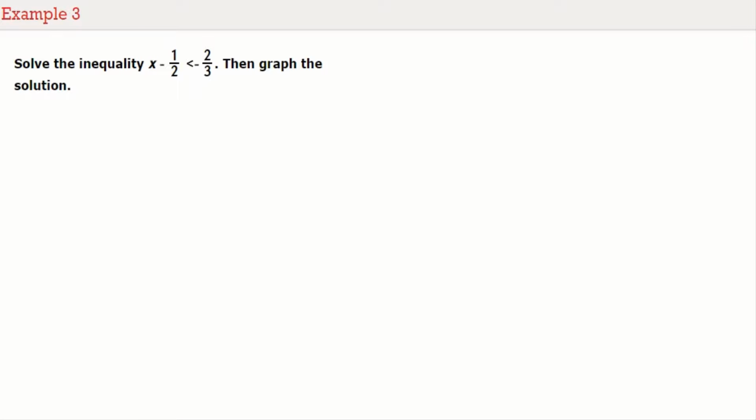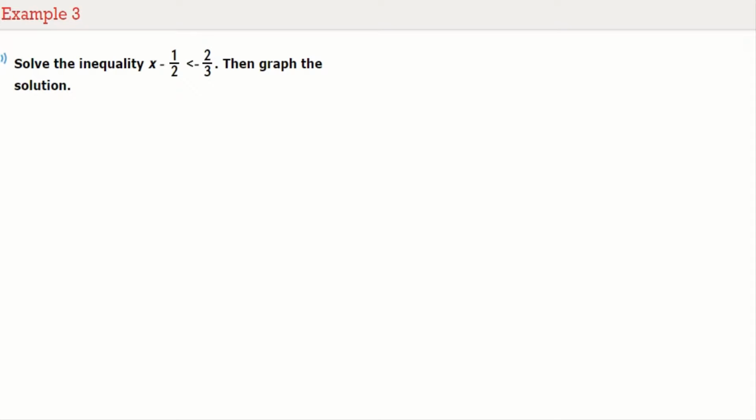Solve the inequality x minus 1/2 is less than negative 2/3. Then graph the solution. Solving this is just like solving an equation. First, we have to undo addition and subtraction, and the only thing that's stopping x from being on one side by itself is that negative 1/2.